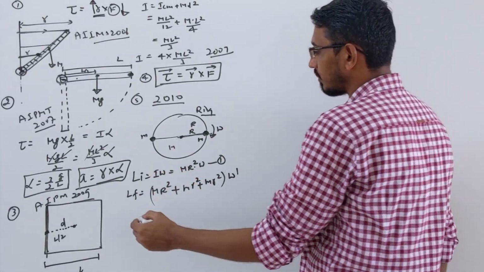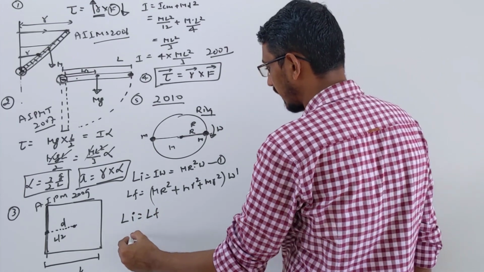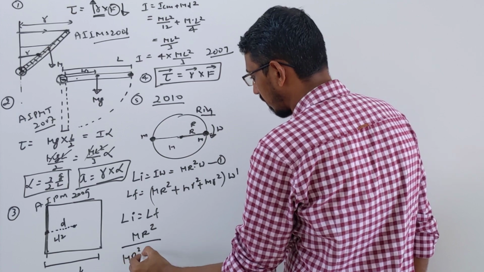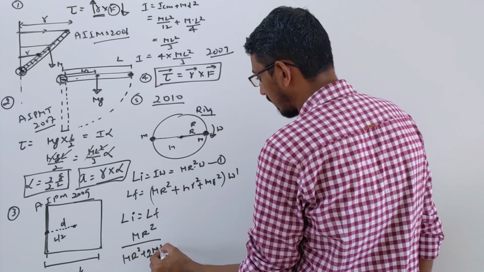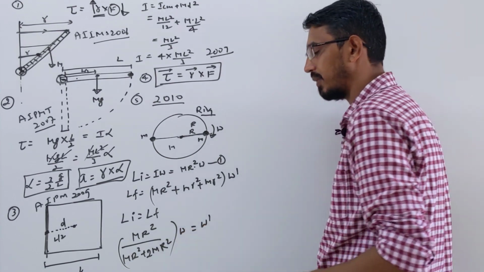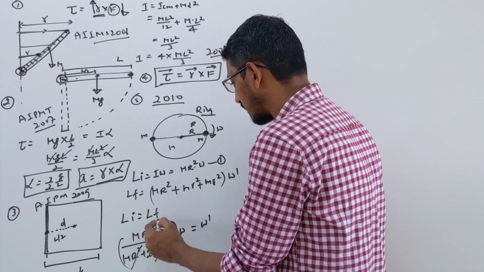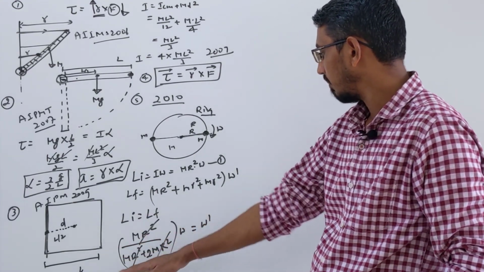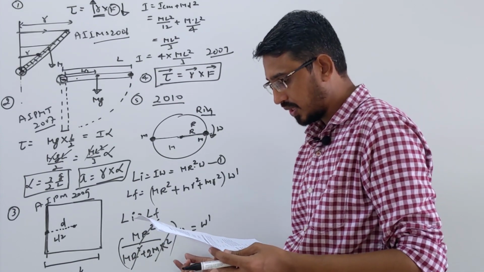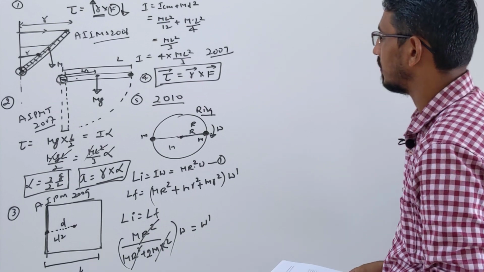So the initial angular momentum should be equal to the final. When you do this, you get M r square omega equals M r square plus 2 times small m r square, into omega dash. We are just equating them. Here you can cancel the r square terms. So omega dash equals M upon M plus 2m into omega. That answer is given in the third option, so the third option is the correct answer for this question.